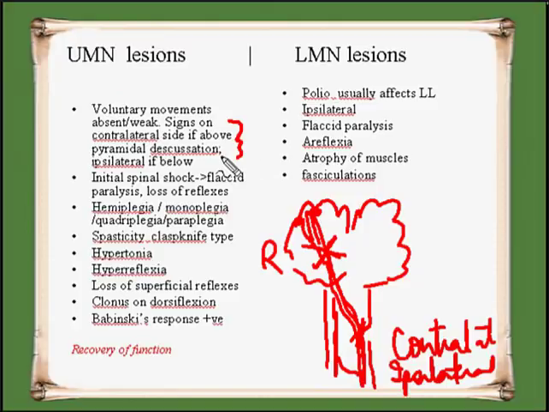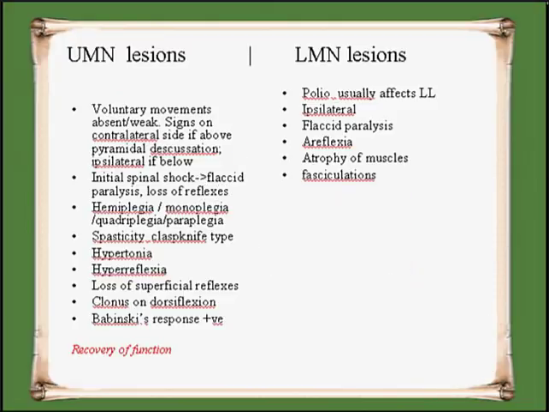Now, initially, when this kind of lesion occurs, there's something known as spinal shock, and there is flaccid paralysis. Flaccid means it's a floppy kind of paralysis. There is no tone in the muscle. And there is absolute loss of reflexes at that time, and this is known as spinal shock.